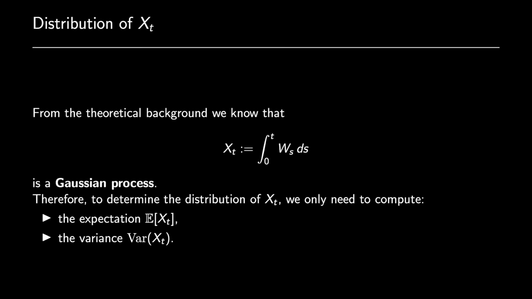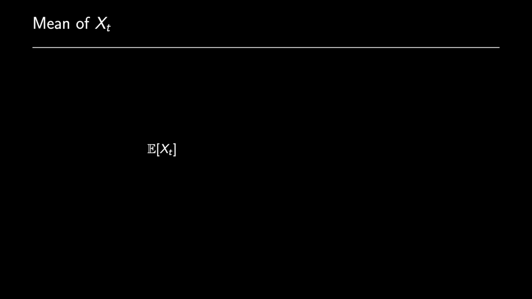Now it is time to see how the theoretical results we have just reviewed help us solve the original interview problem. Recall that we have defined the process X_t as the integral from 0 to t of W(s) ds. From the theoretical background, we know that X_t is a Gaussian process. This means that for each fixed time t, the random variable X(t) is Gaussian. Therefore, to determine the distribution of X_t, we only need to compute two quantities: first, the expectation of X_t, and second, the variance of X_t. Let us start by computing the expectation of X_t.